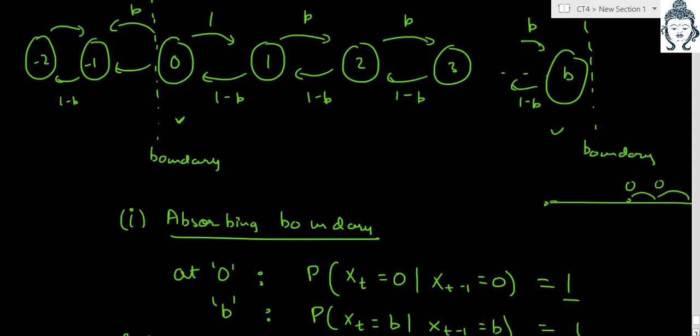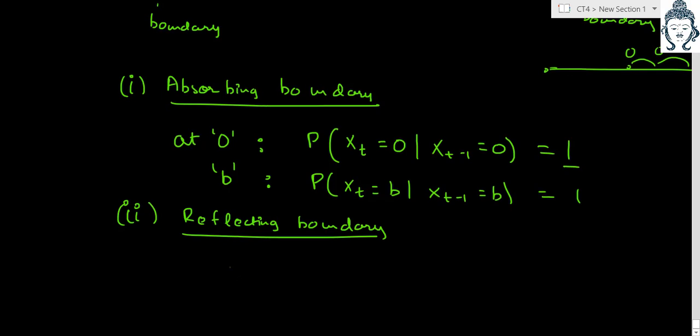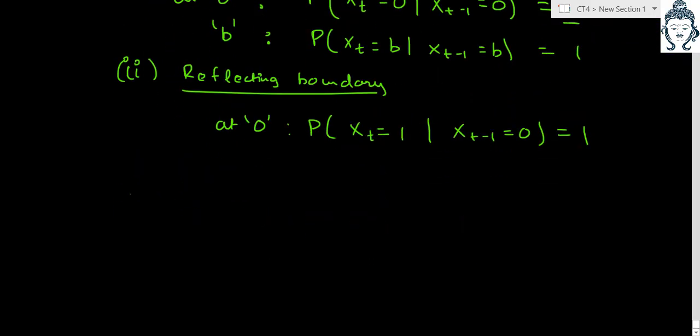So a reflecting boundary looks somewhat like this. At 0, if I am defining this, this becomes the probability that xt minus 1 is 0, then the next value comes automatically as 1, and this probability is defined as 1. So if it reaches 0, then it will immediately become 1, right? This is a reflecting boundary.